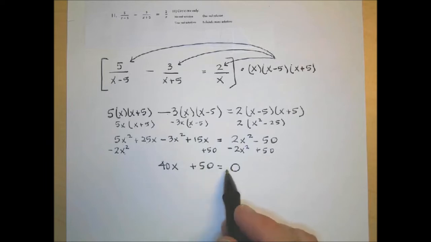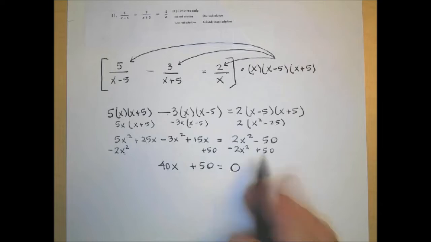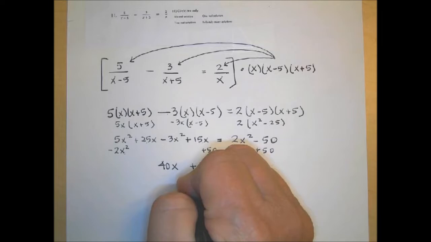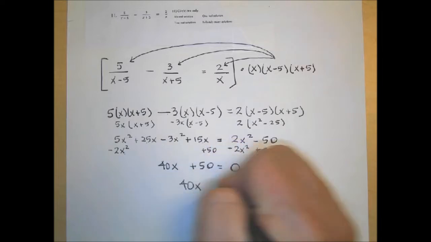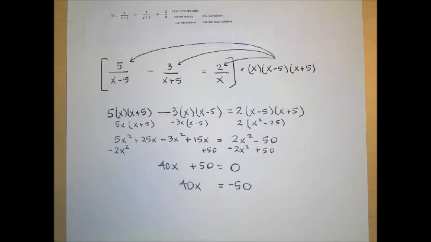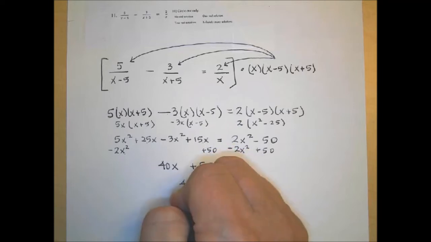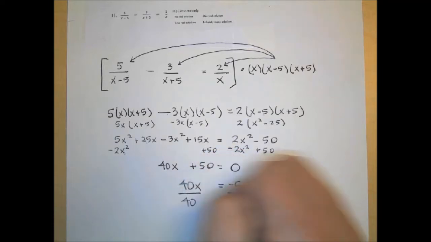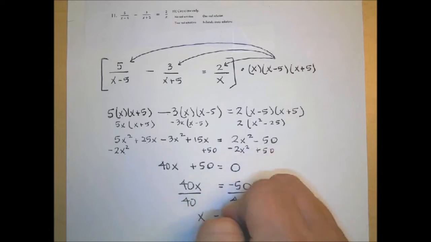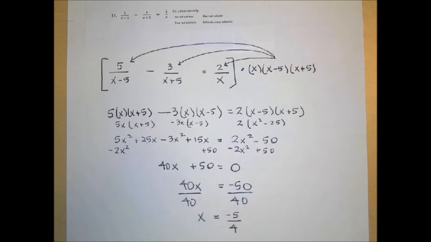So now I'm at this point. 40x plus 50 equals 0. So I'm going to bring the 50 over here. Now I've lost my x squareds, so I'm just going to solve this problem using multiple step algebra. My 50 is now over here, so now it's a negative 50. Now I'm going to divide both sides by 40, and so my x is simply going to equal negative 5/4.